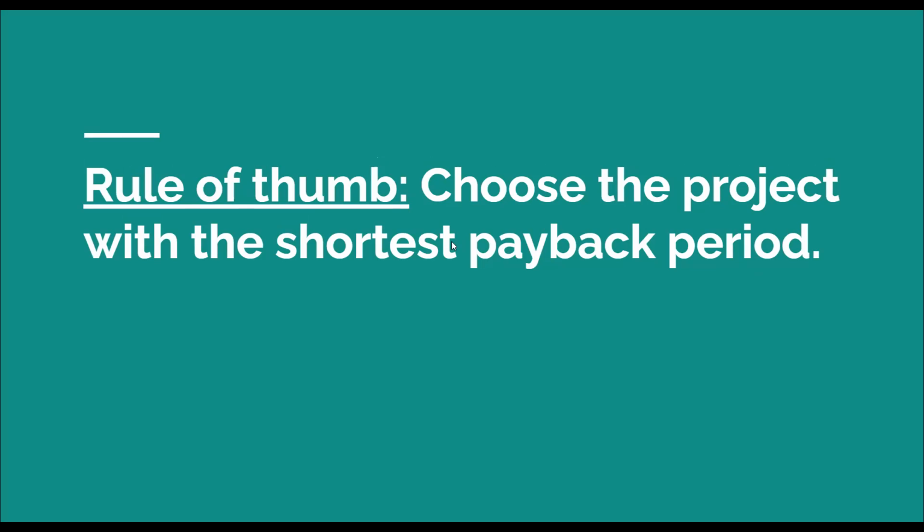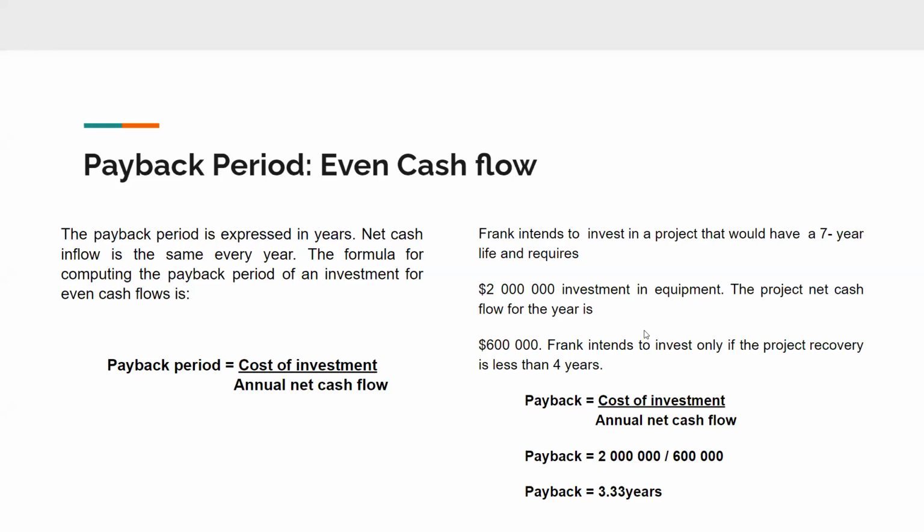All right. So let's look at an example with even cash flows. The answer you will get for the payback period is always expressed in years. And it looks at the net cash inflow per year, and that should be the same every year if we're talking about even cash flow. The formula takes the cost of the investment and divides it by the annual net cash flow. Sounds simple enough. And that's one of the advantages of this method of capital budgeting. It is very easy to calculate.